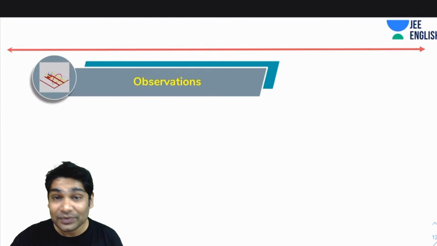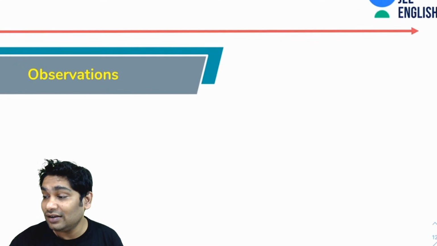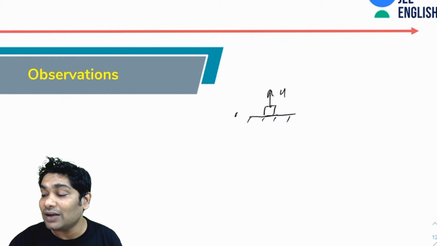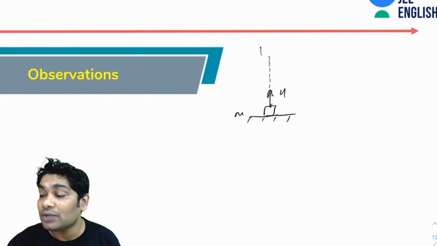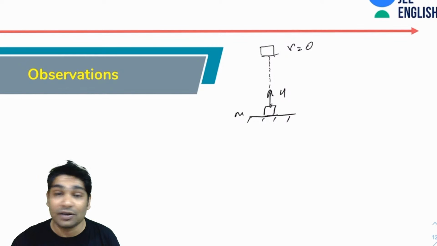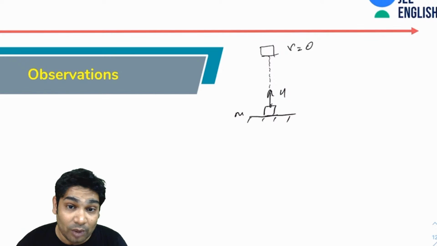So imagine a block. This block is projected with some speed u upwards. It is kept on the ground and we project this block of mass m vertically upwards. What happens? As it moves up, it slows down and eventually comes to rest at some point. So here your v will be 0. How do you explain this phenomenon?